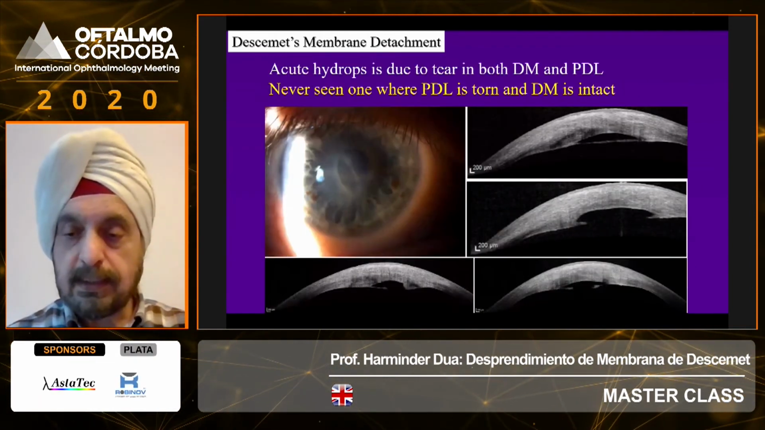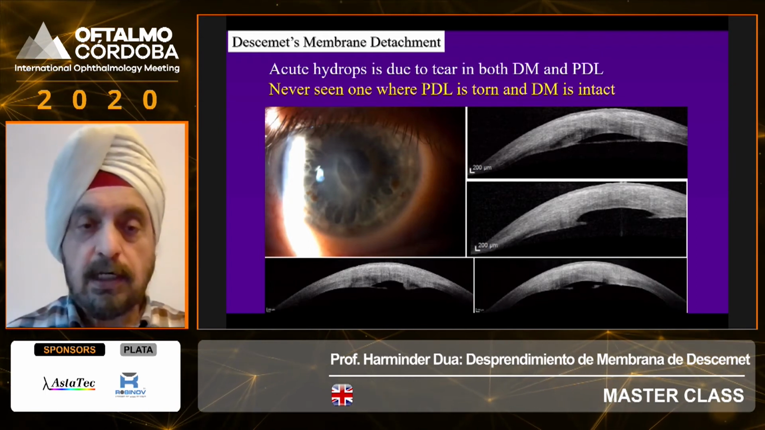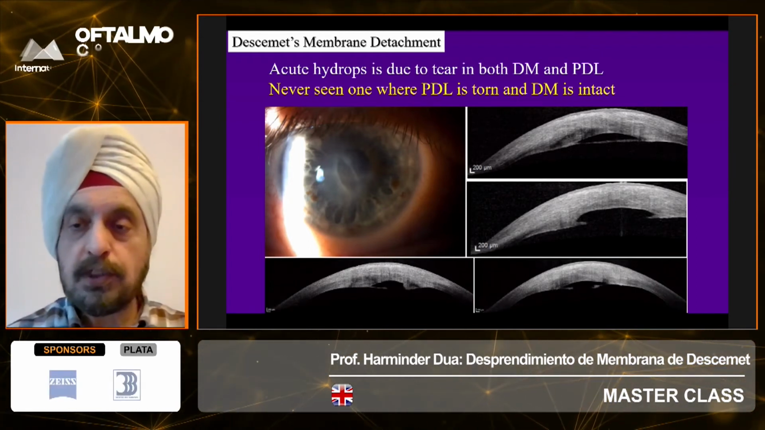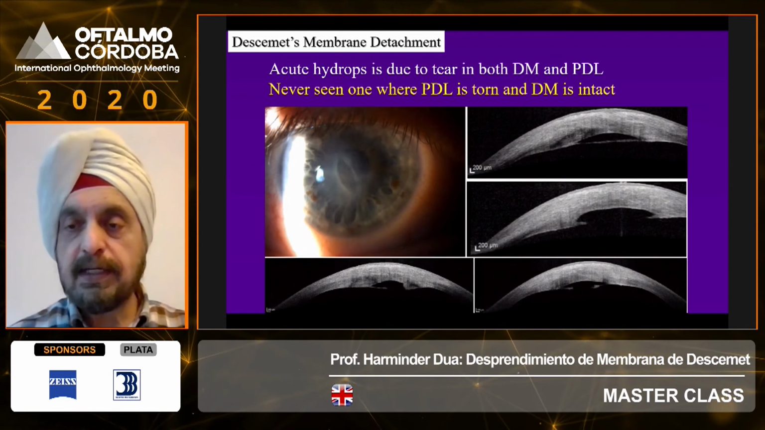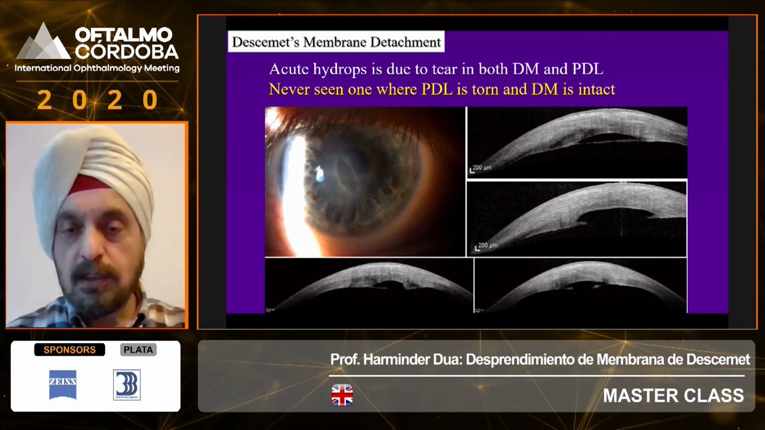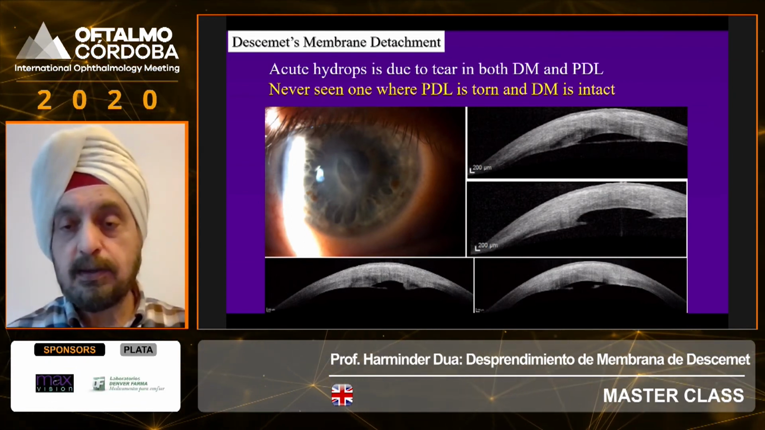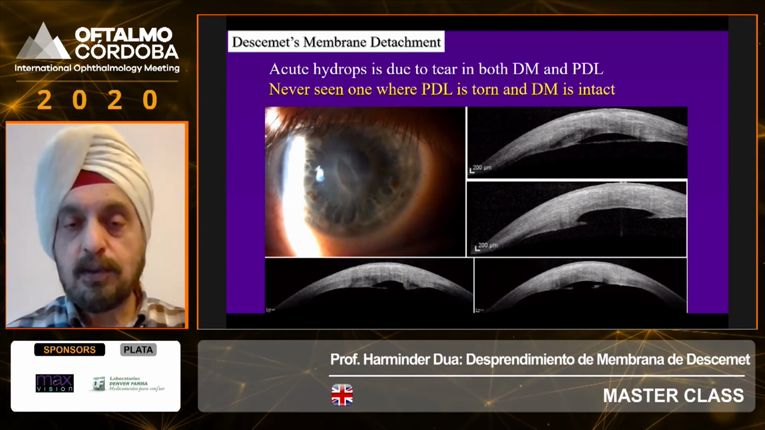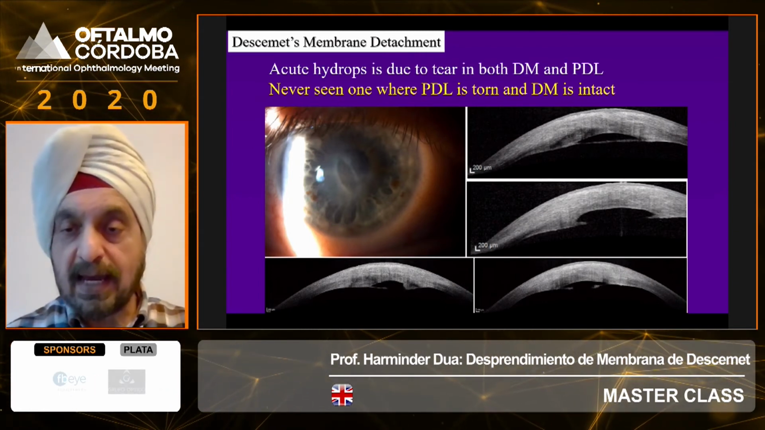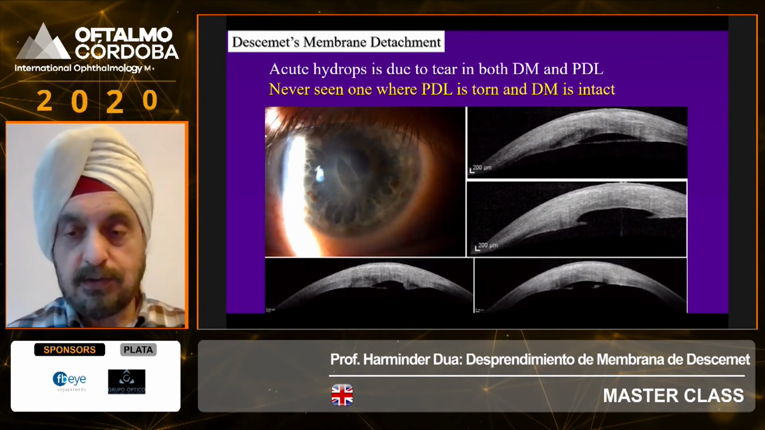So this is what I said: in acute hydrops, it's always the case. Acute hydrops is not due to a tear in Descemet's membrane. When you get a tear in Descemet's membrane alone, you never get acute hydrops in keratoconus. You get acute hydrops when you get a tear in Descemet's membrane and the predescemetic layer, as you see over here.